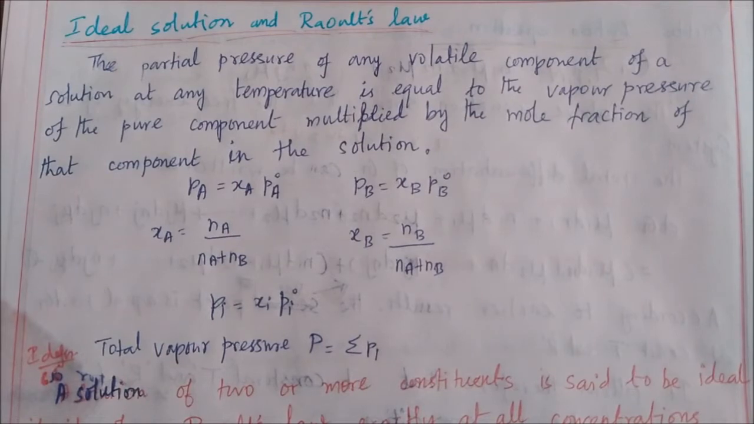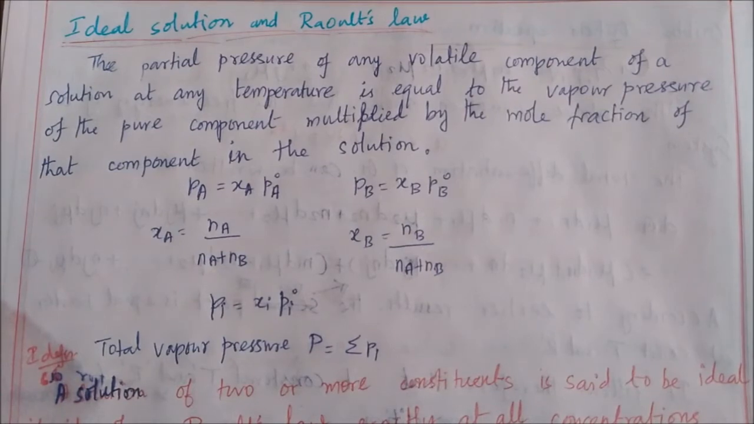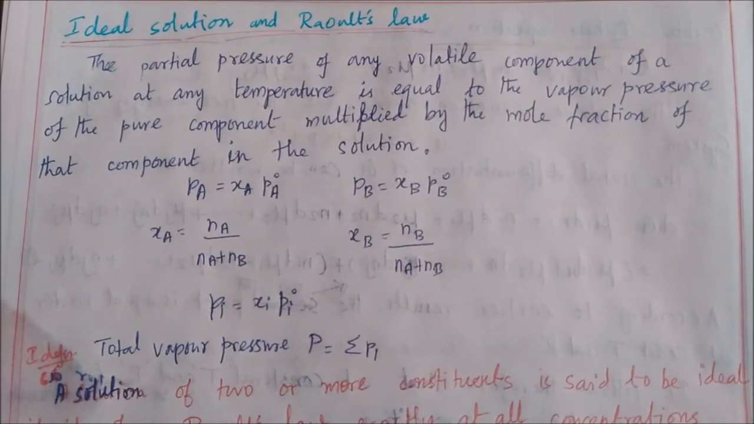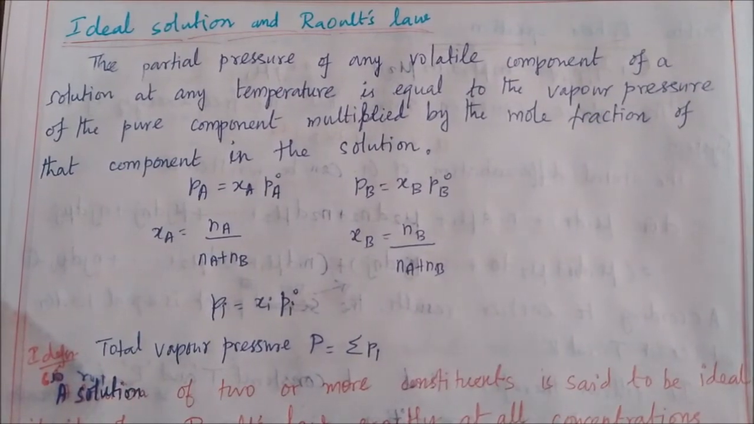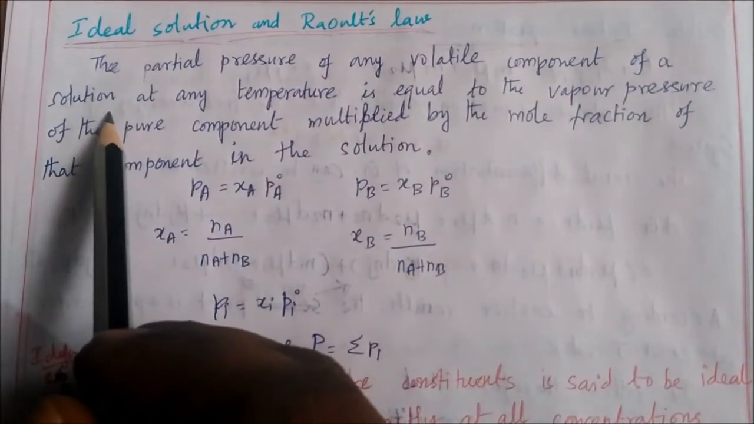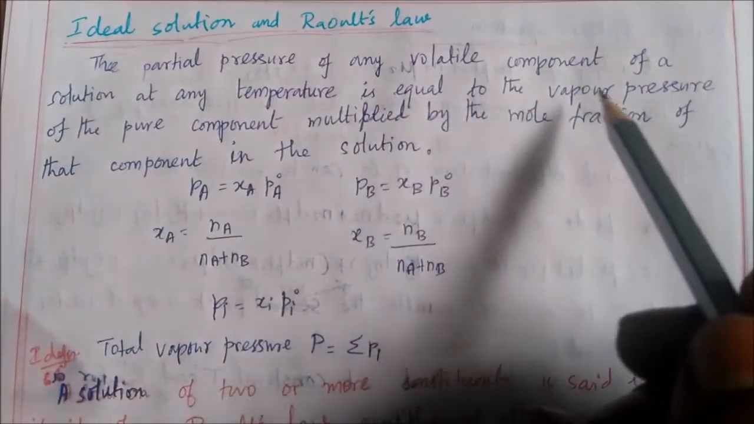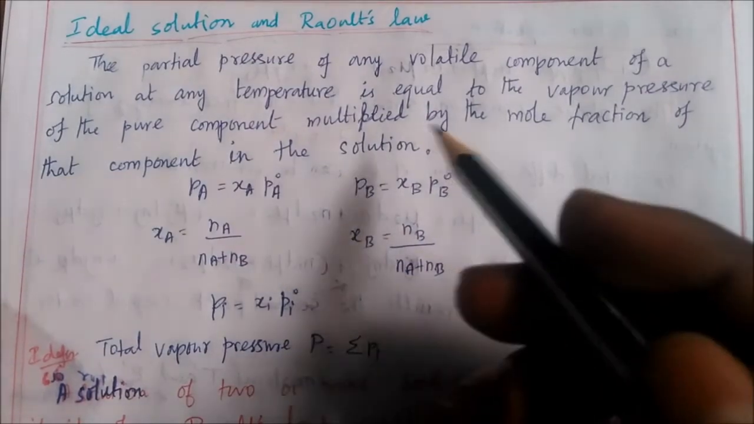Now we are coming to the point. For finding whether a solution is ideal or not, we should know Raoult's law first, and then we can get the definition of an ideal solution. Let us know what Raoult's law is. The partial pressure of any volatile component of a solution at any temperature is equal to the vapor pressure of the pure component multiplied by the mole fraction of that component in the solution.